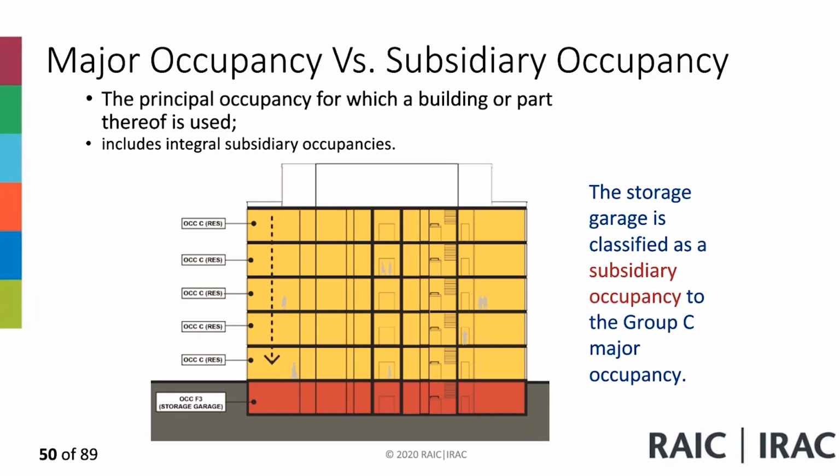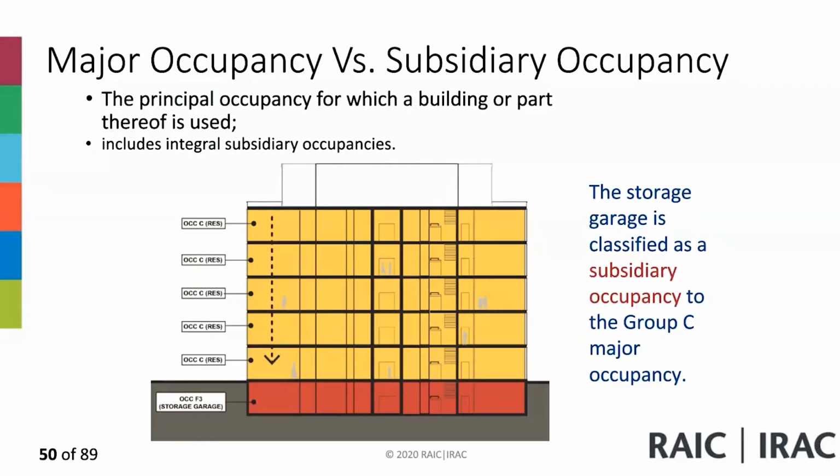For example, we've got an office building with a parking garage. The parking garage is a subsidiary occupancy to the group C major occupancy for residential, or group D for office buildings. Okay? Any question on this? For major occupancy, there is the definition for it. It's the principal occupancy for which a building or part thereof is used. It includes all integral subsidiary occupancies.